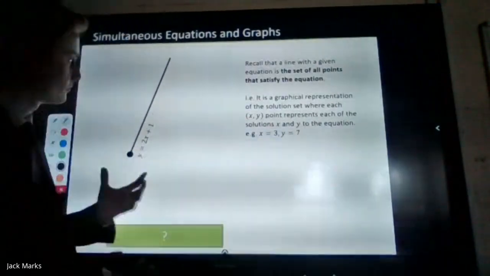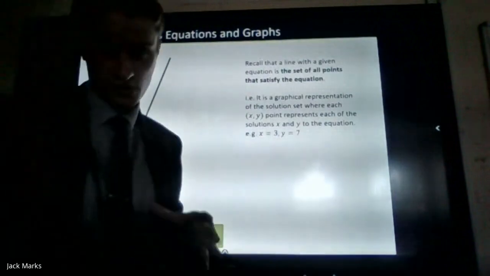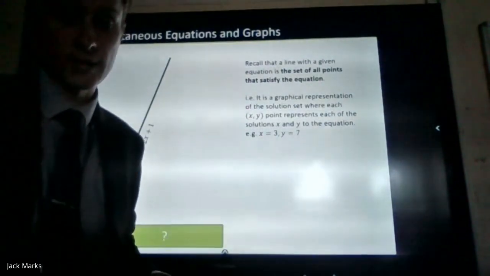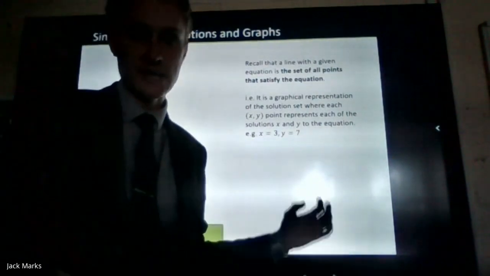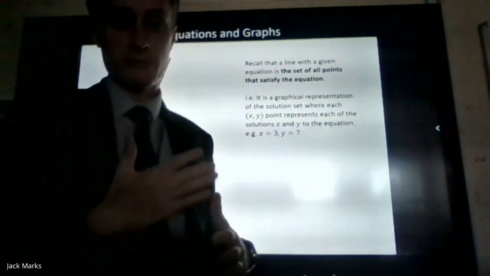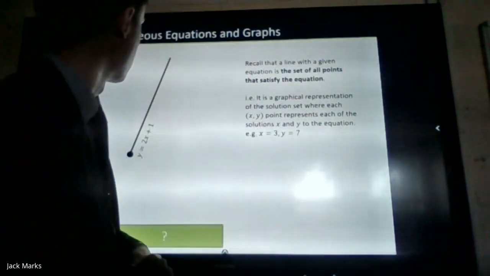Okay, moving on to the next section of chapter 3 then. So simultaneous equations and graphs. Everything in the previous section, you could have drawn the graph of if you were so inclined. And if we drew both at the same time, the intersection of those would be our solution. That's the link to this part.